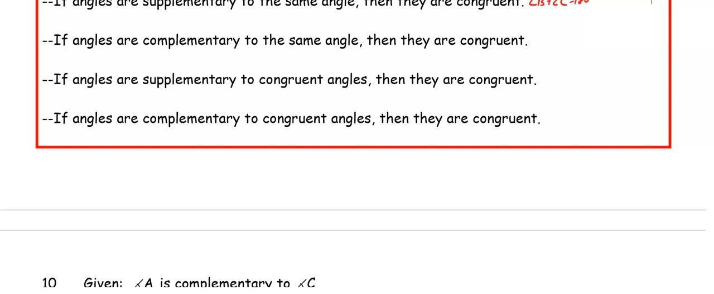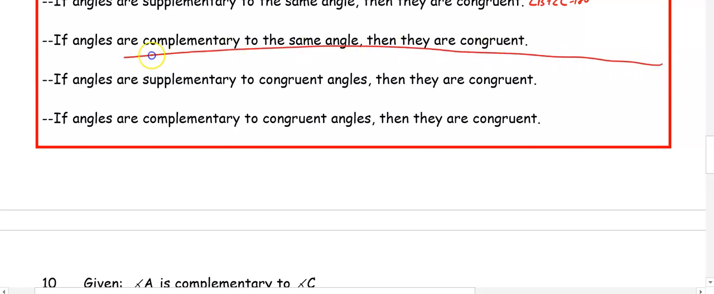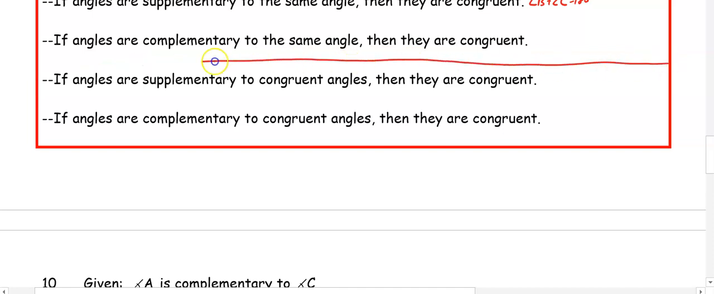Our other theorem then, that's a little bit different, is if the angles are supplementary to congruent angles, then they are congruent. So for example, if angle D plus angle E equals 180, and angle F plus angle G equals 180, and angle D is congruent to angle F, then we can conclude that angle E is also congruent to angle G.